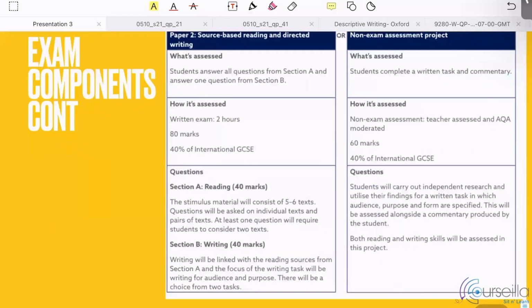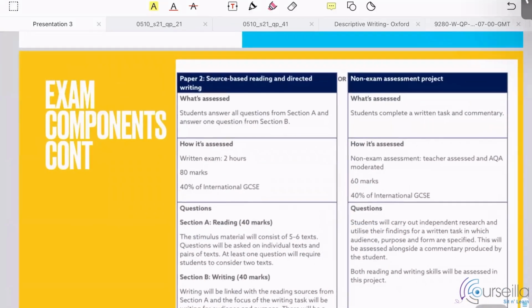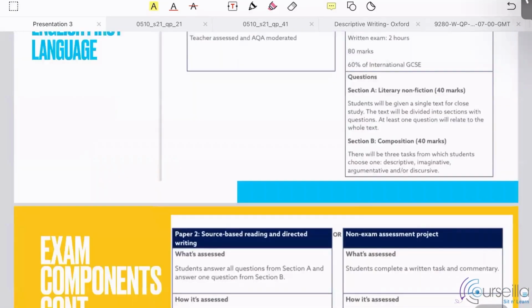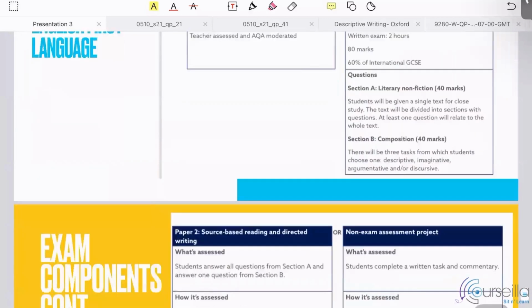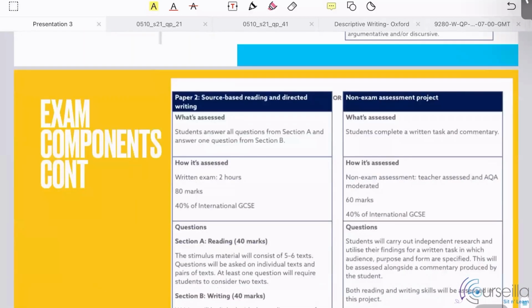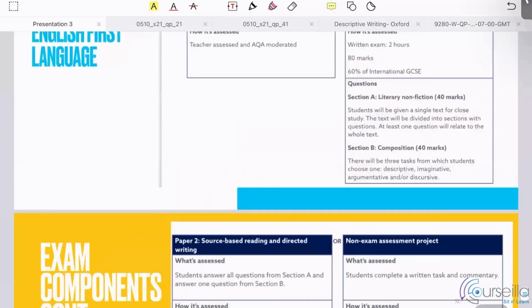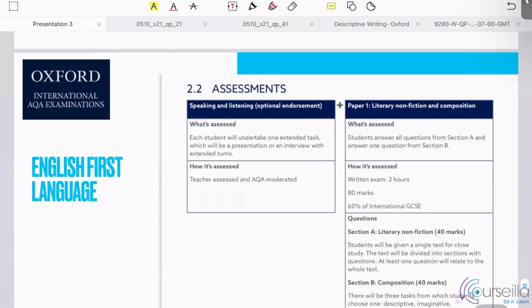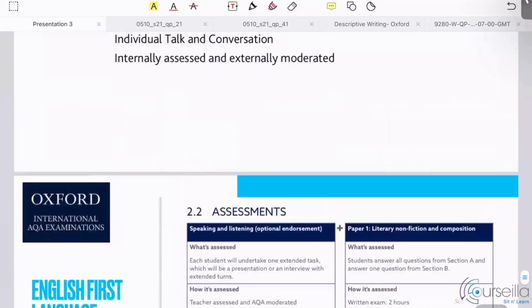Why do people take Cambridge or Oxford as a first language? If it's one of the requirements of the universities you are applying for, if the school asks you, it's obligatory in your school, or if you intend to take the English AS or A-level, it's advisable to take English as a first language. That's it, I'm done for today, thank you.